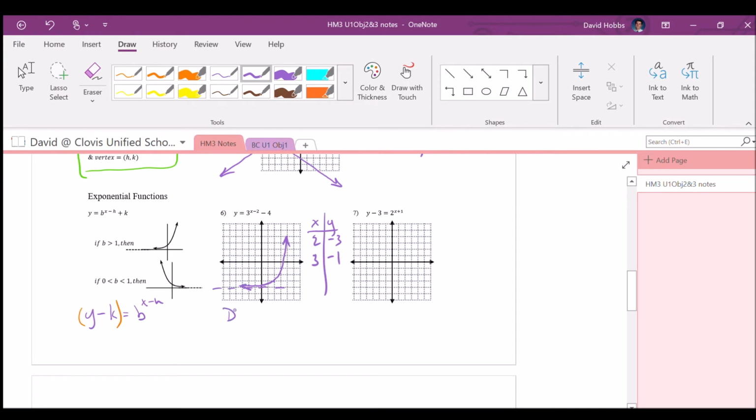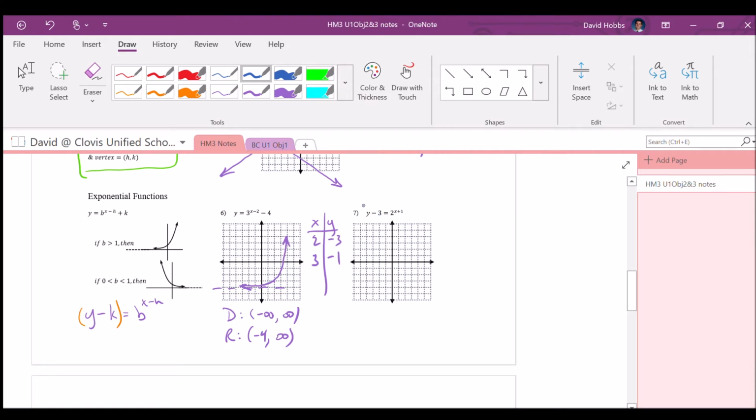Okay, my domain, it does go left and right forever. My range, it almost gets down to elevation -4, but it never quite touches it, and then it goes up forever. Okay. Number 7.